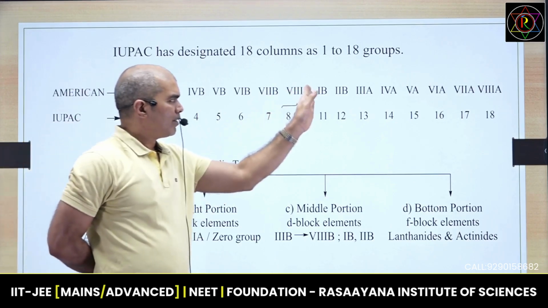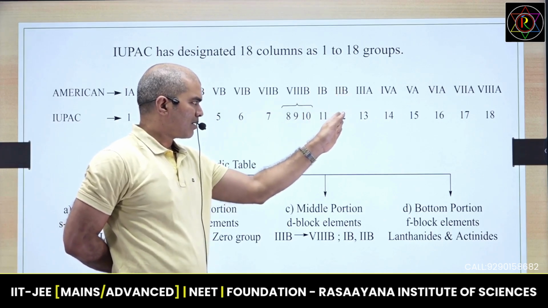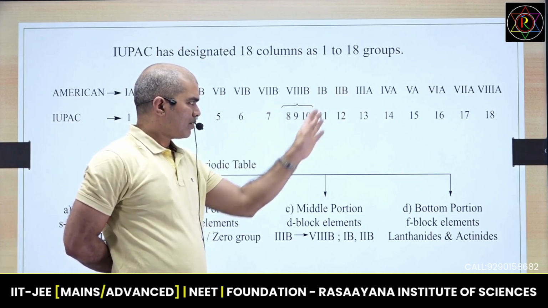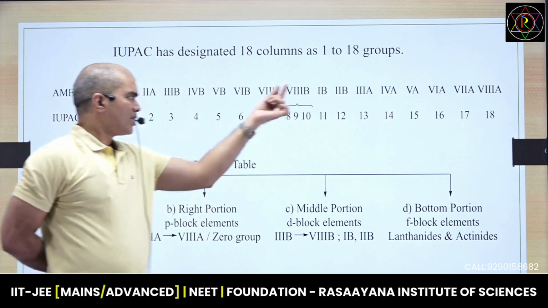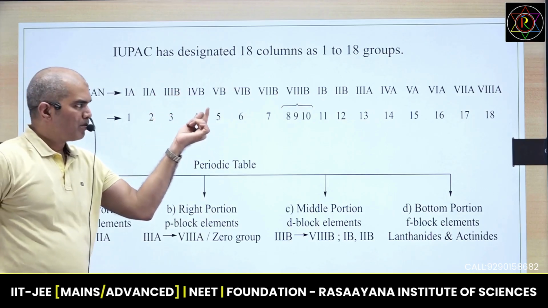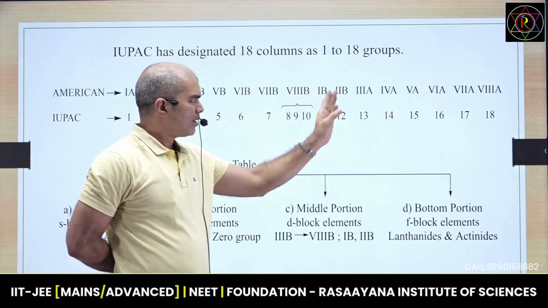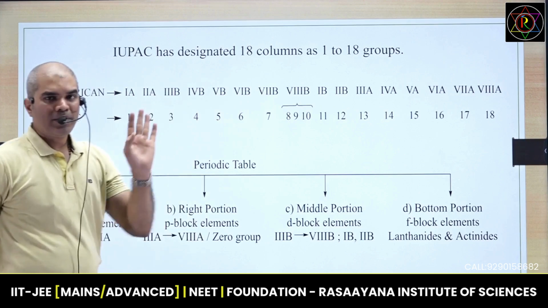Then later on again we have 1B and 2B. So this will be like copper and zinc. Copper elements, copper, silver, gold, zinc, cadmium, mercury, they belong to 1B and 2B. They did not start 1B and 2B here; they have started 1B and 2B here. Later on, 3A, 4A, 5A, 6A and so on. So that is American style.